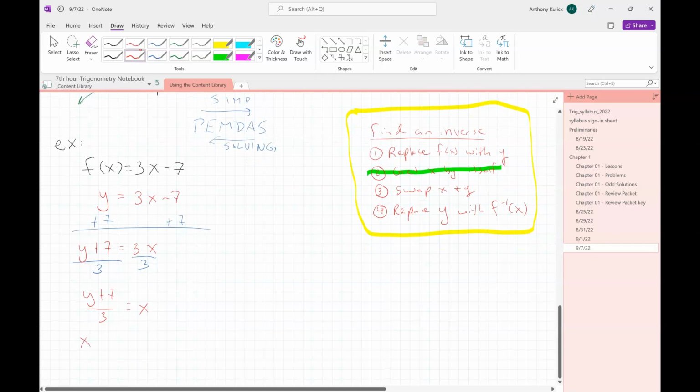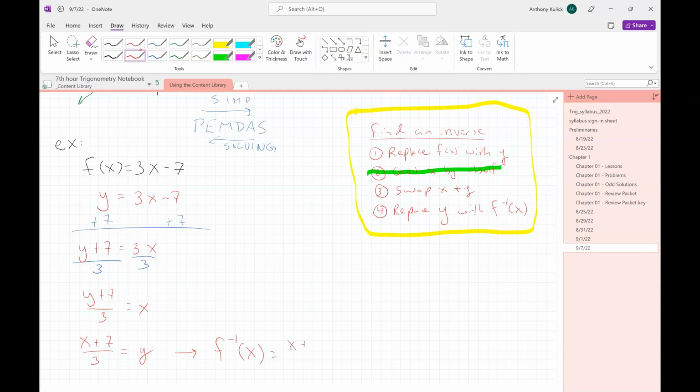The next thing it says is to swap x and y. So everywhere there was an x, I'm going to write a y, and everywhere there's a y, I'm going to write an x. Step 3 is done. And the last thing I do is just instead of writing y, I'm going to write f inverse. And I'm going to write that on the left-hand side so it looks like the standard way that we write things. Any questions so far on what we did there?